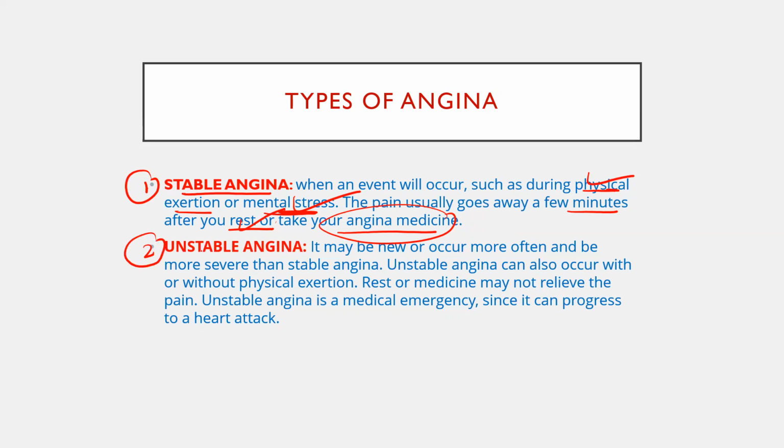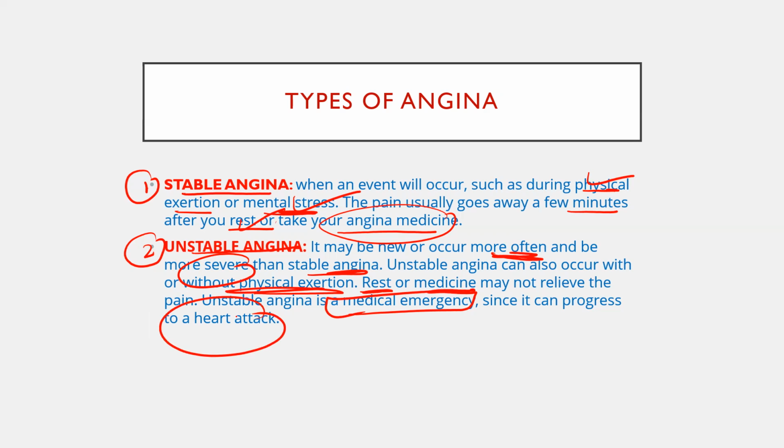Second is unstable angina. Unstable angina is new or occurs more often. So it occurs more often and is more severe than stable angina. Unstable angina can also occur with or without physical exertion. So there can be no precipitating factor. It can occur anywhere and anytime. It may not be relieved by rest or medication. Unstable angina is a medical emergency since it can progress to a heart attack.